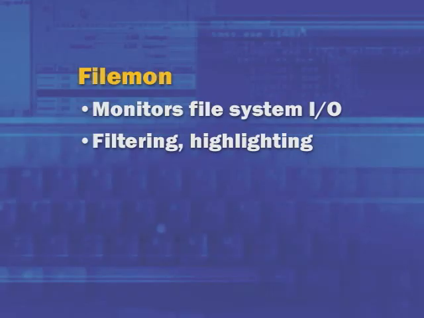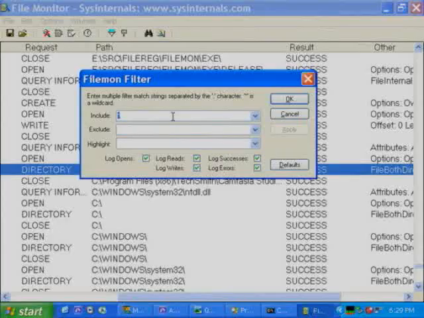But Mark's added some powerful filtering capabilities. You can bring up a filter dialog and specify which processes to include or exclude. Paths also can be specified. You can highlight items that meet a certain criteria. So it is possible with FileMon to reduce the amount of data that's been captured.